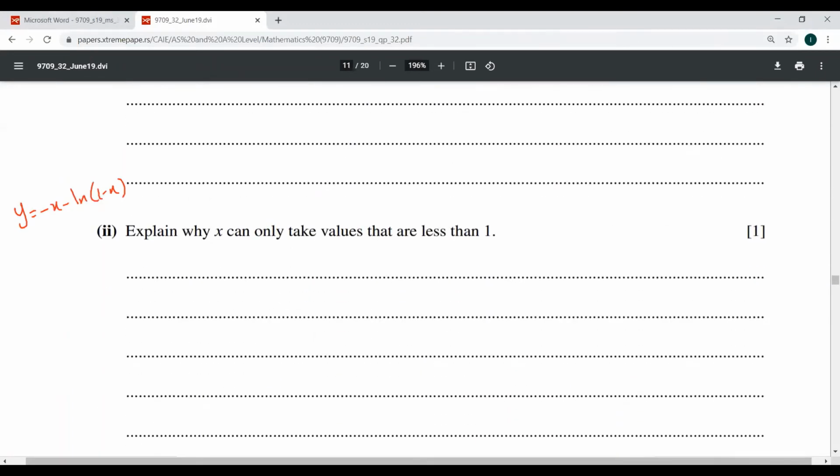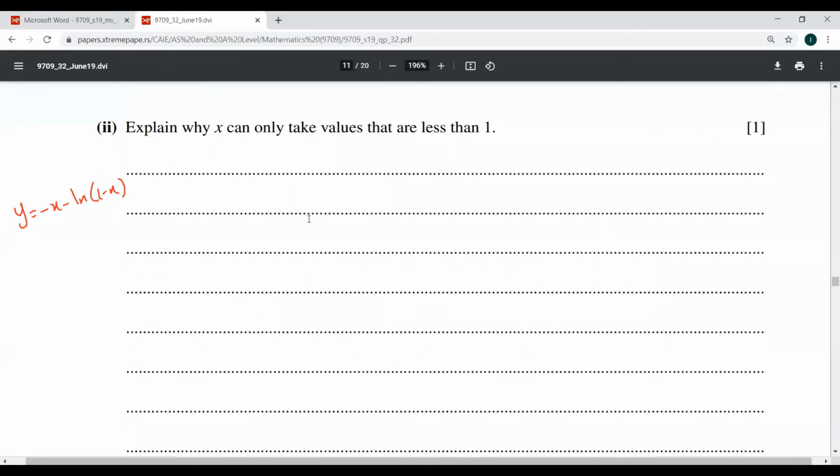Okay, explain why x can only take values that are less than 1. Yeah, because ln only exists if this thing over here has to be positive. So 1 minus x has to be positive. So minus x is going to be greater than minus 1 and x is going to be less than 1. So this is justified here. X is less than 1.